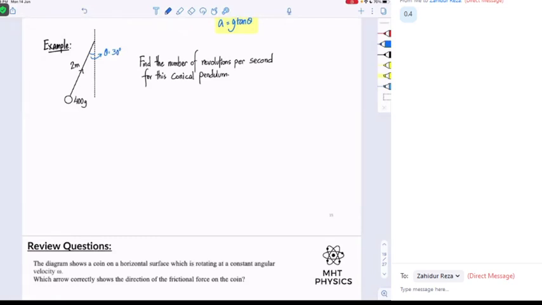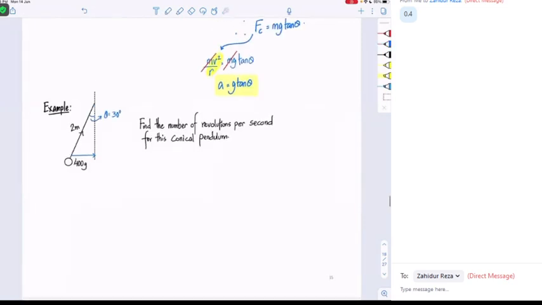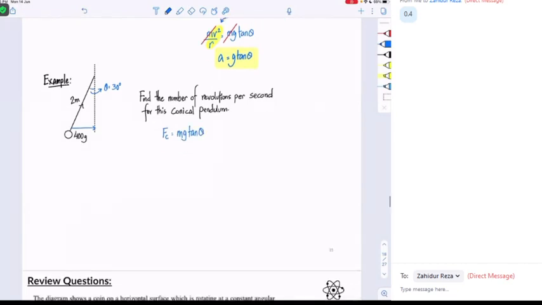First, we need to find out the centripetal force, right? So how do we find centripetal force? You could directly have used this equation. No problem in using it directly, even in your exam. So the centripetal force is equal to mg tan theta, right? So what is centripetal force going to be?